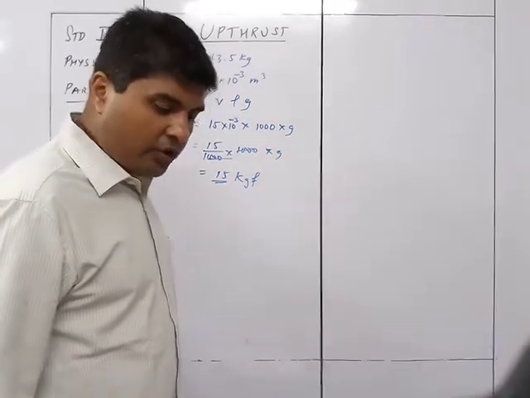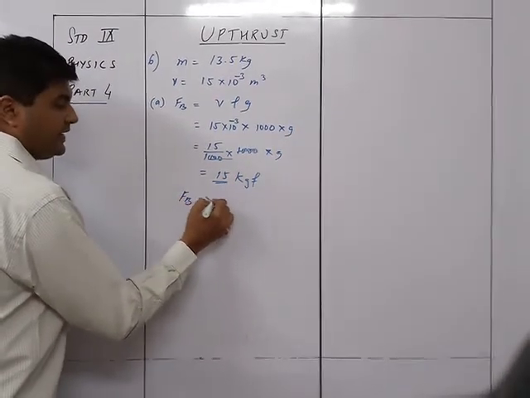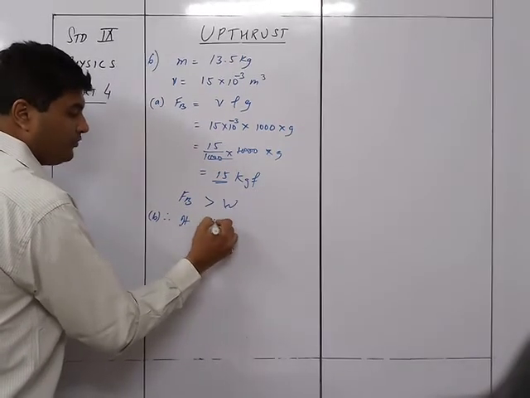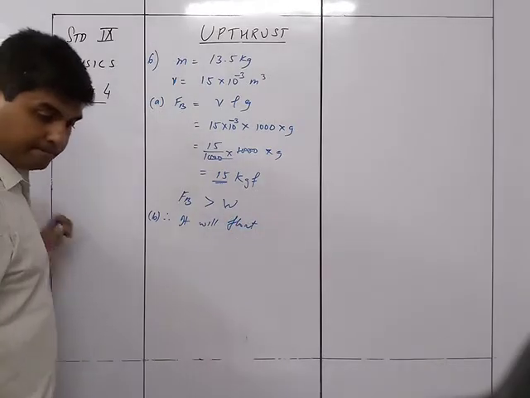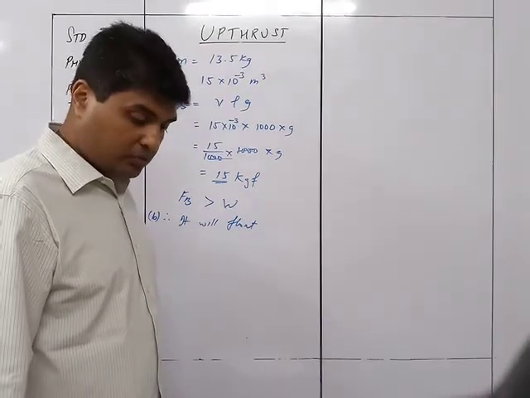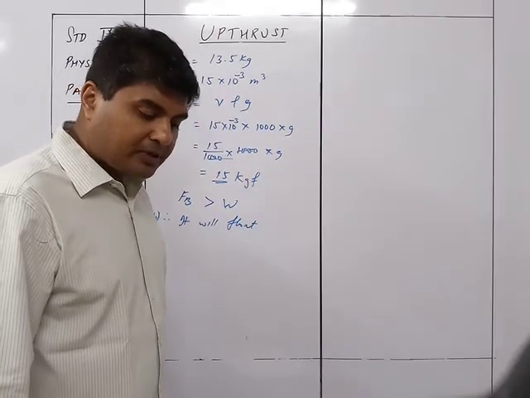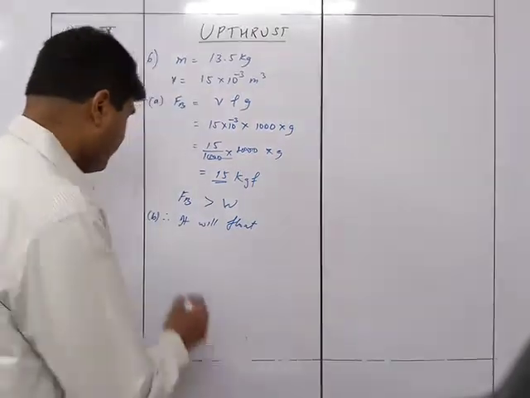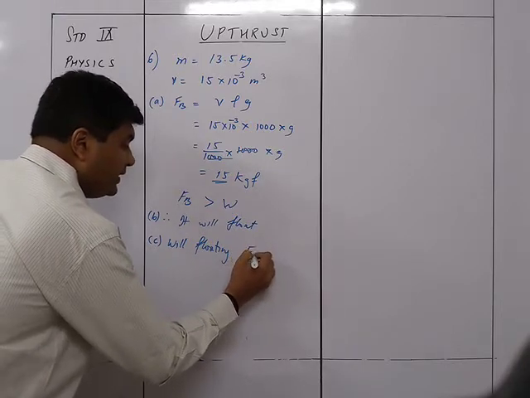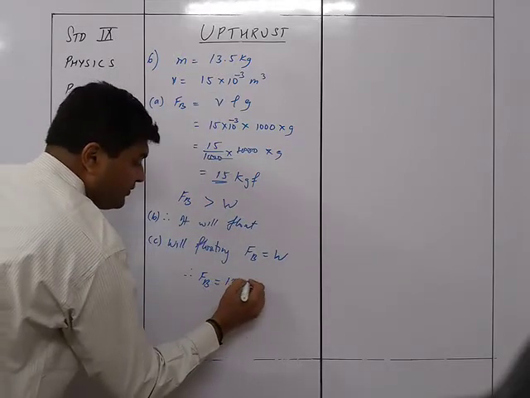Second part, will the block float in water when released? You can see that when it is released, FB is greater than W, therefore it will float. When the block is released, upthrust is going to be more, so it is going to float. And C is, what will be the upthrust on the block while floating? Of course, while floating, FB is equal to W, therefore FB will be equal to 13.5 kgf.